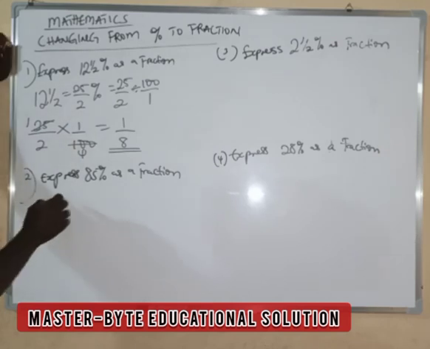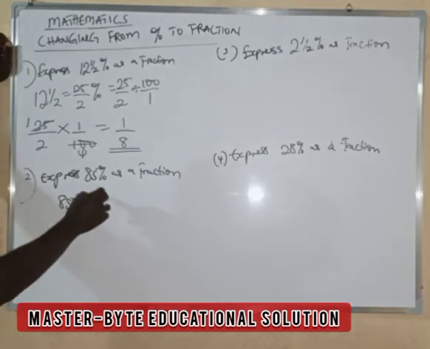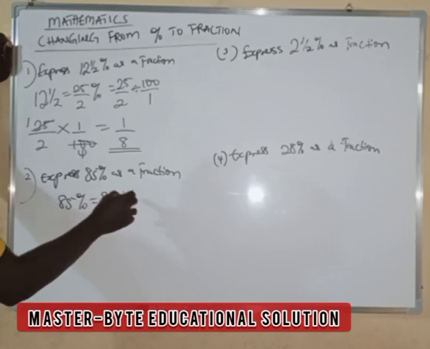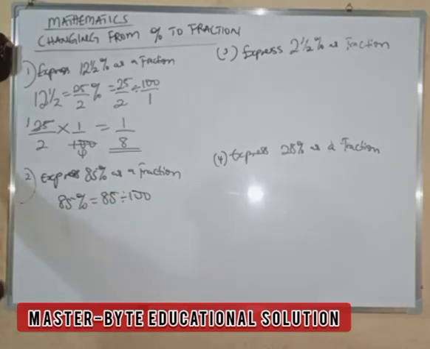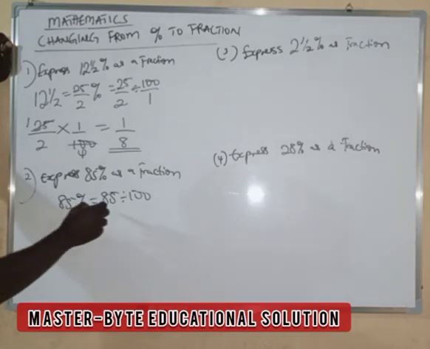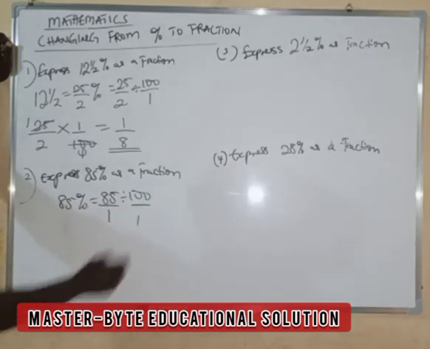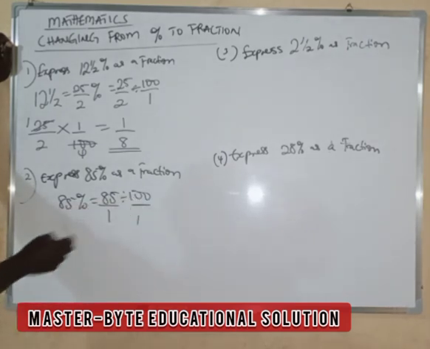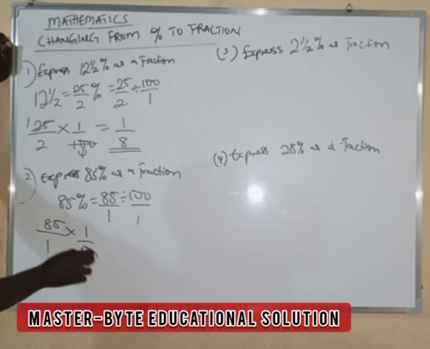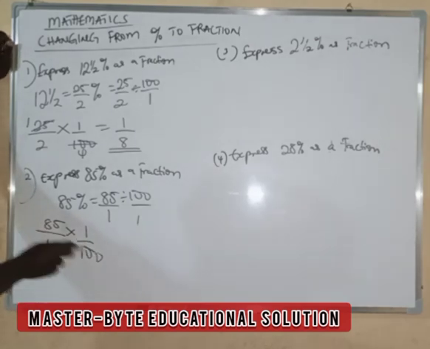Now the second example says express 85% as a fraction. Now 85% as a fraction is 85 divided by 100. Remember that any whole number is divided by 1. To change the division sign, we are going to have 85 over 1 times 1 over 100. Now what is going to divide 85 and 100? 5 will be able to divide.